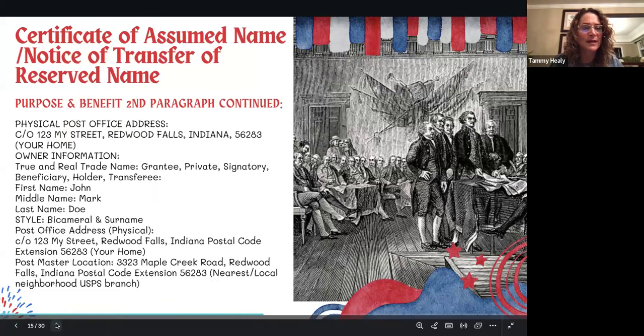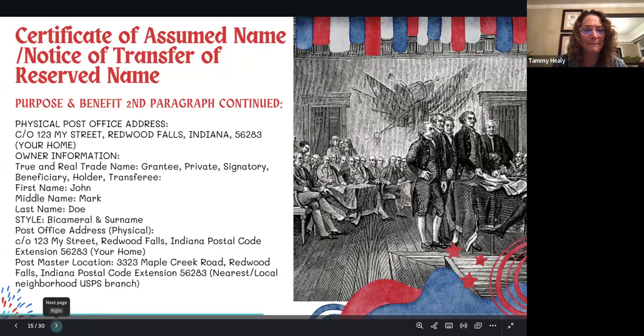All right. Purpose and benefit, second paragraph continued. So physical post office address, you put your in care of, you put C-O and you put your street address, and then your zip code, your home owner information, true and real trade name, grantee, private signatory, beneficiary, holder, transferee, first name John, middle name Mark, last name Doe, style bicameral, and surname, post office address, the physical address, and then follow that as such.